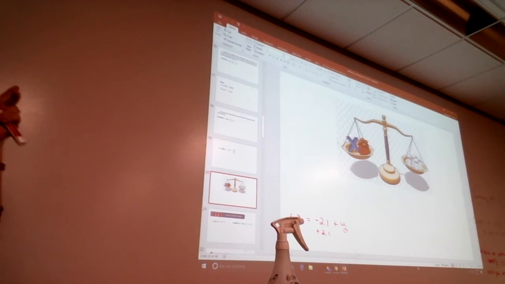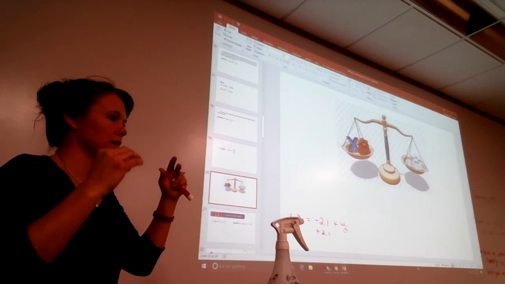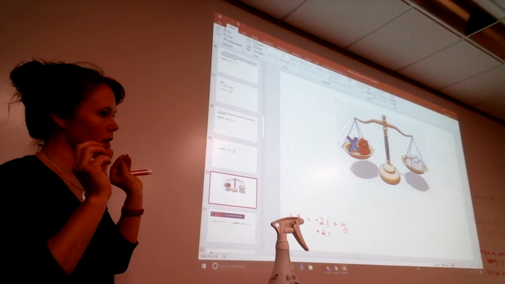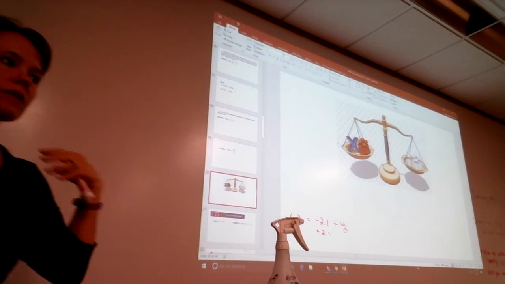You just have to keep it balanced. I hope that when you think about solving equations, you think about a balance in your mind. If you're going to subtract 2 from one side, you have to subtract 2 from the other side. You multiply by 7, you got to multiply both sides by 7.